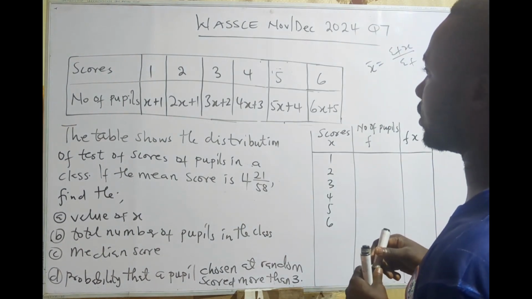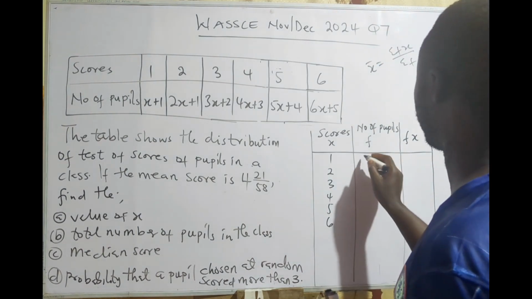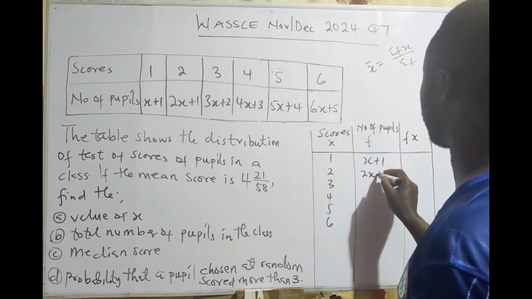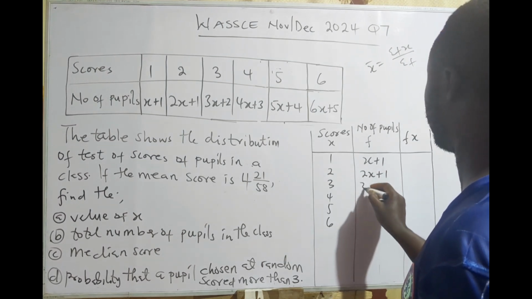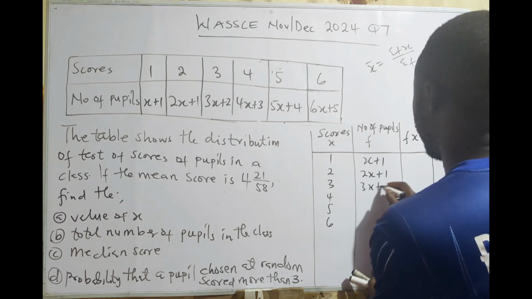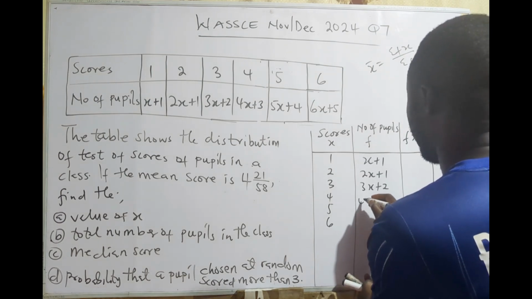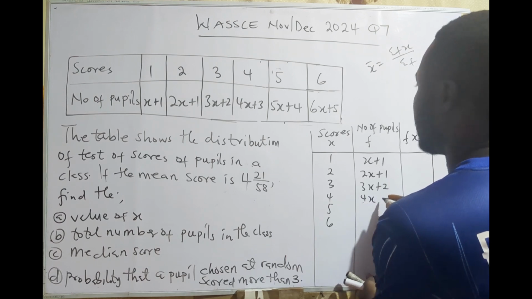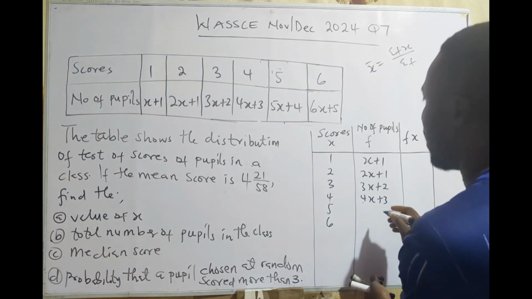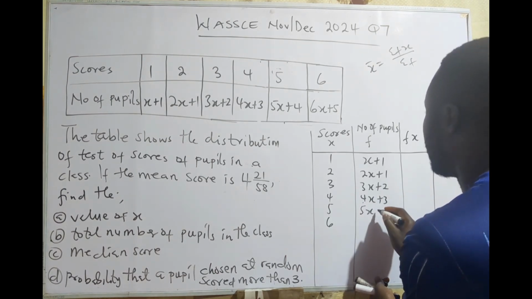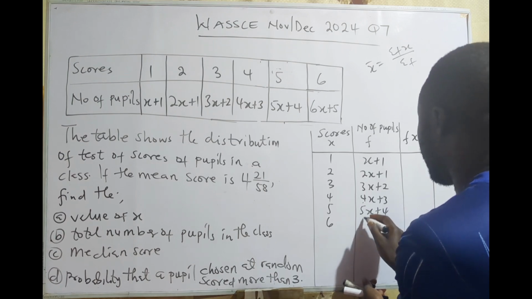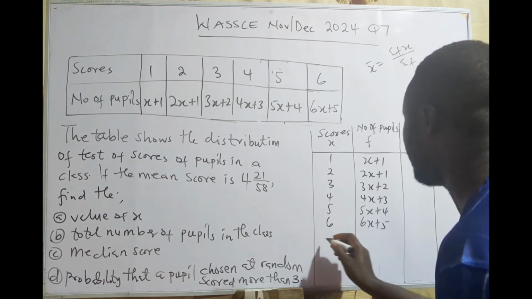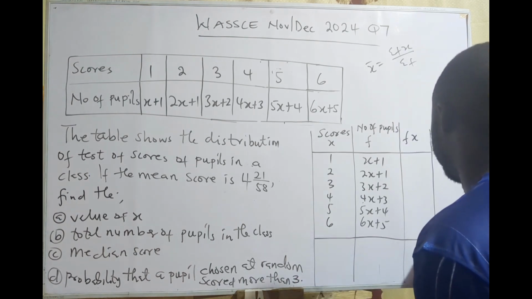And then the frequency. For 1, we have s plus 1. And then 2s plus 1. 3s plus 2. And then for 4, we have 4s plus 3. For 5, we have 5s plus 4, and then for 6, we have 6s plus 5. So this is what we have here.